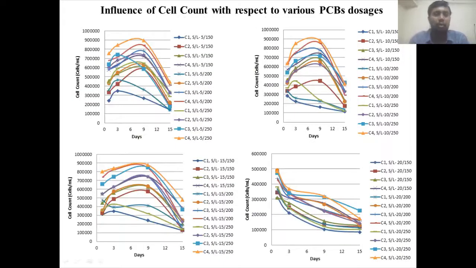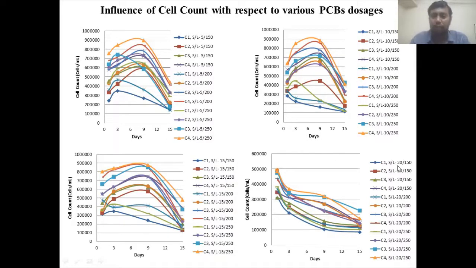Now this is the cell count. You can see here that at the initial stage, it is nearly only 2 lakh cell count, and as days progress, it starts to increase and reaches its peak at the 9th day, where a large amount of cells is available, and then it starts to decrease. So this is for 5 gram of PCB, the second graph represents 10 grams of PCB, and here it is 15 gram of PCB.